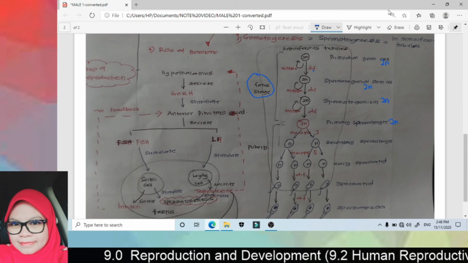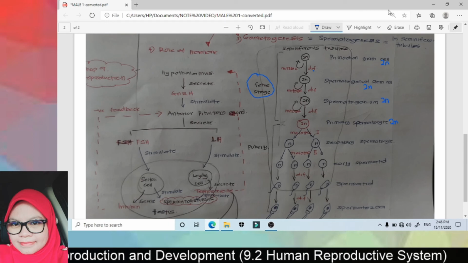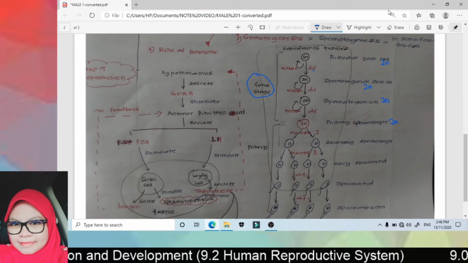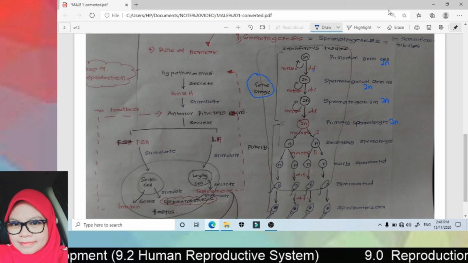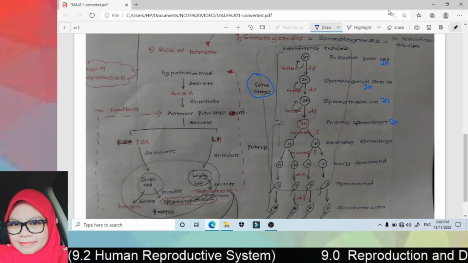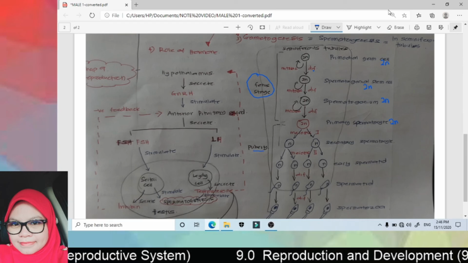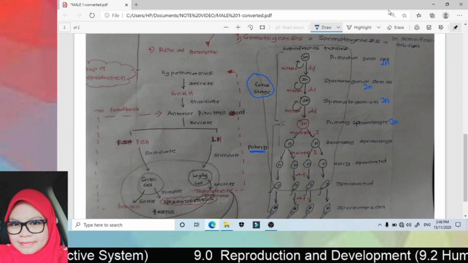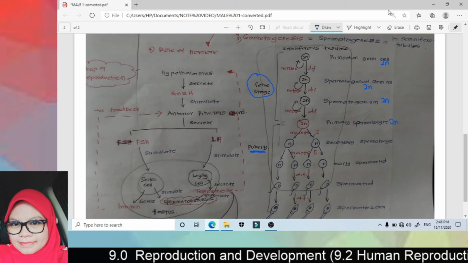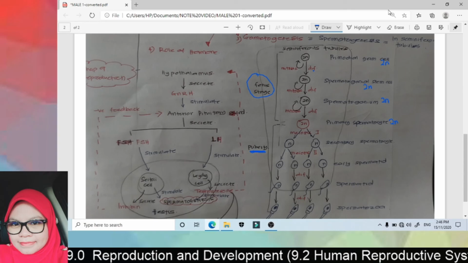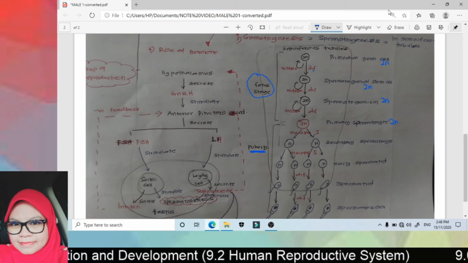Okay, boleh faham? So maksudnya bila baby tu lahir, baby boy lahir, di dalam testisnya ada banyak primary spermatocyte. Ada banyak sangat primary spermatocyte. And then what happens next? So this will remain as primary spermatocyte until the male reaches puberty age. Maksudnya dalam testis tu, dalam seminiferous tubule tu, remain sebagai primary spermatocyte sampailah dia mencapai umur akil baligh.